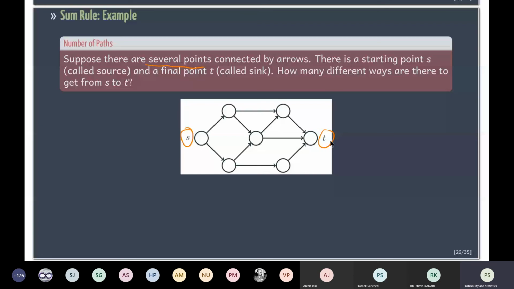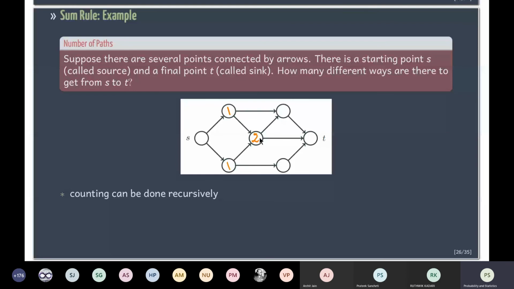The question is how many different ways are there to go from S to T. So the question is, can we apply the sum rule here? The counting here we can do recursively. The first thing is we can ask how many ways I can go from S to this node. There's only one possibility. How many ways can I go from S to this one? There are two ways to reach here.